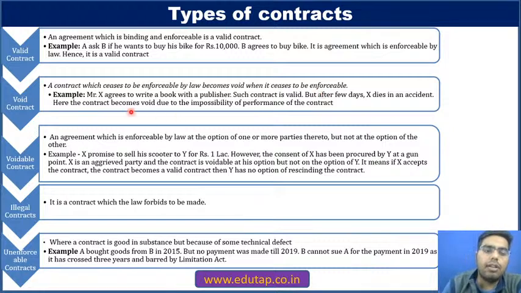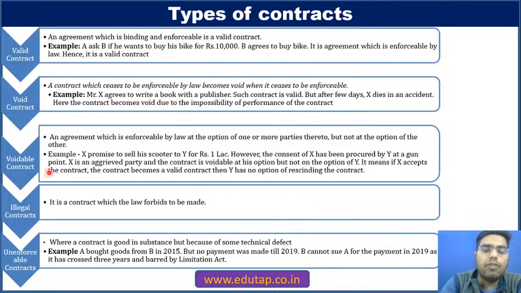I'm giving you an example. Mr. X agrees to write a book with a publisher. Such a contract is valid. But after a few days, X died in an accident. Here the contract becomes void due to the impossibility of performance. In the conditions I specified, it was written that the contract should be possible; there should be possibility of performance. Now you cannot do a contract with that person. It cannot be executed since the person has died, so there is impossibility of performance, and that is why the contract becomes void. Clear? Next is voidable contract.